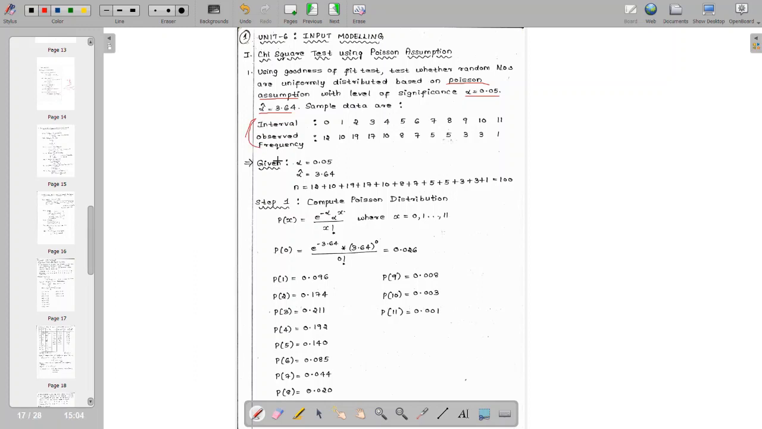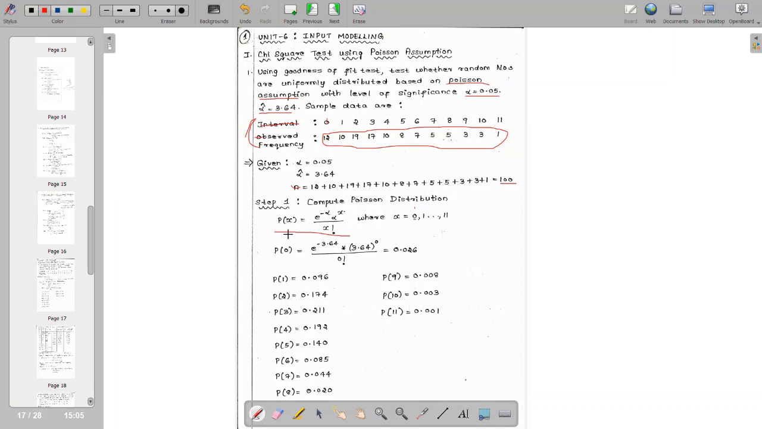Now, the first step says identify the data. Identify uppercase N. You add all the observation values, and that sum will give the N value, that is 100. Then the first step, compute Poisson distribution. To compute it, this is the equation where x starts from 0. In this question, the interval is given. Suppose the interval starts from 1, then the x value will start from 1. Suppose the interval is not given and only the observed frequency is given, then we have to assume that the interval starts from 0 and so on.